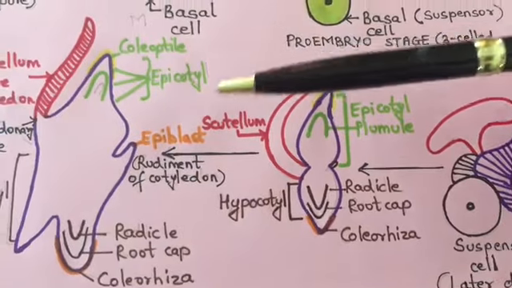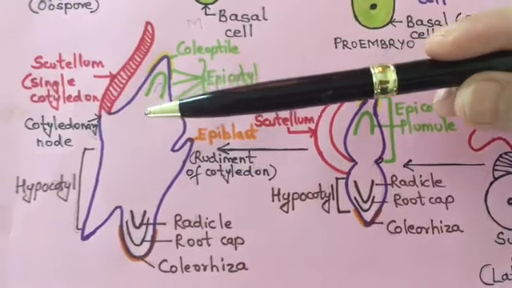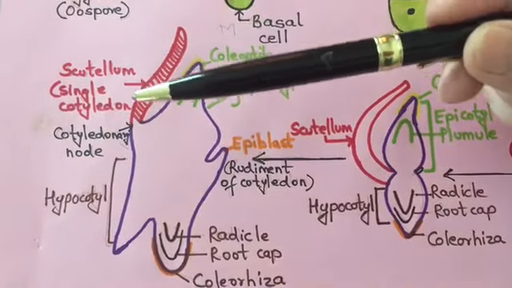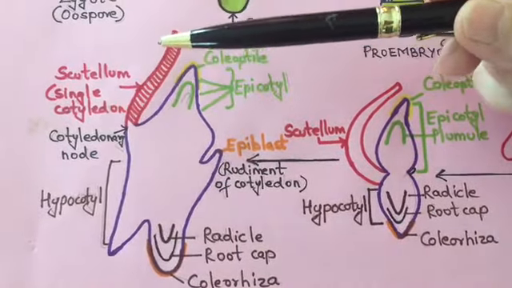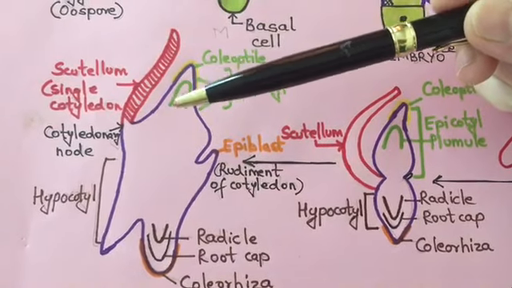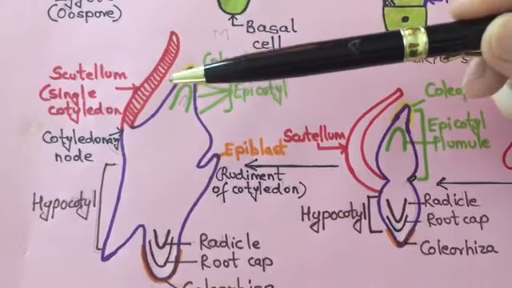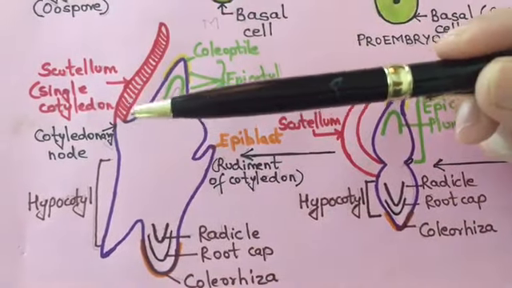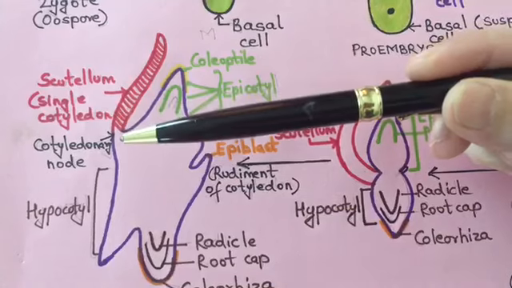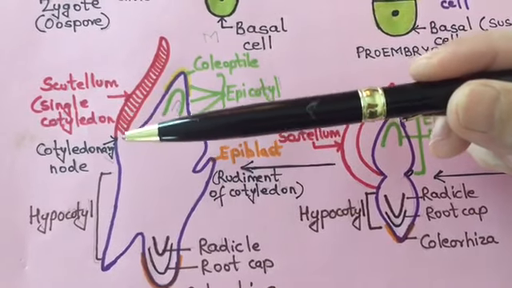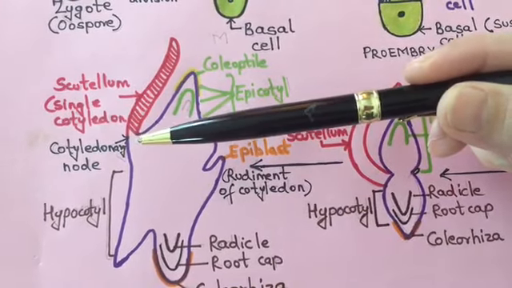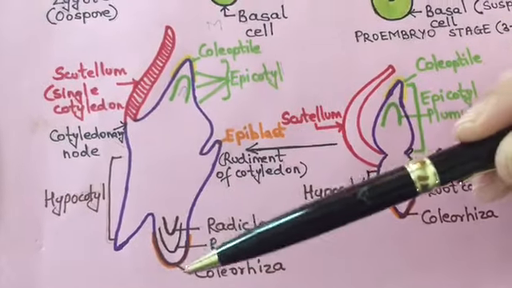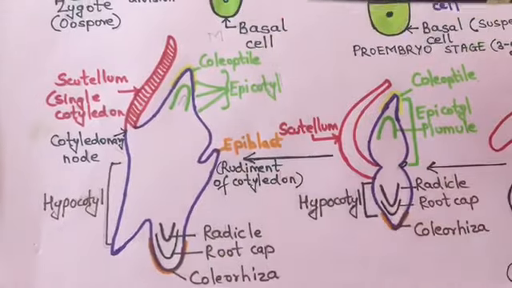Further, it forms into a complete monocot embryo. Now there is a proper scutellum, and it covers the cotyledon with a papery sheet. Here you can observe there is one single cotyledon present, and the point where the cotyledon and the hypocotyl join is called the cotyledonary node. Again here you will be able to see the coleorhiza and the coleoptile.